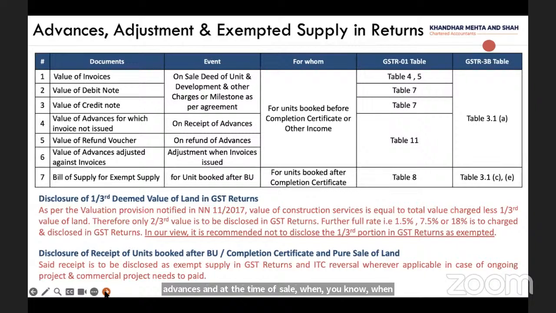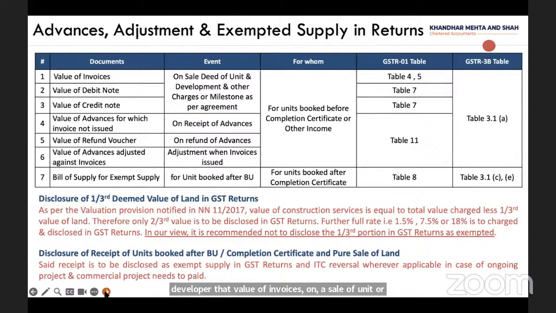Till that, all the taxes are paid on the basis of invoices, on the basis of advances that have been received, or maybe in certain cases, if the milestones are defined in the agreement to sale. If any milestones are defined in the agreement to sale, then on the basis of the demand note, that is considered as an invoice. So this is basically the disclosure that we follow while filing GST returns of a developer.